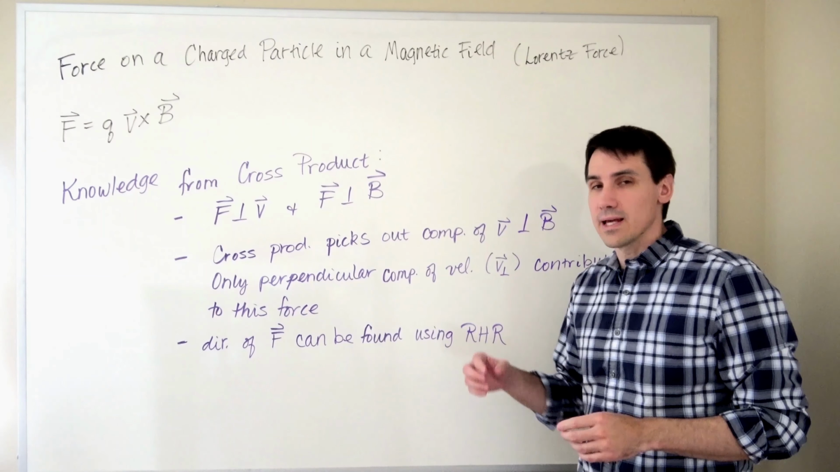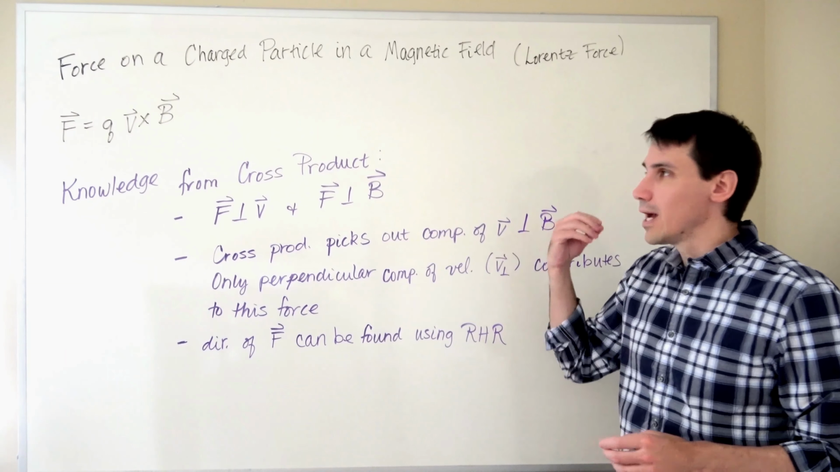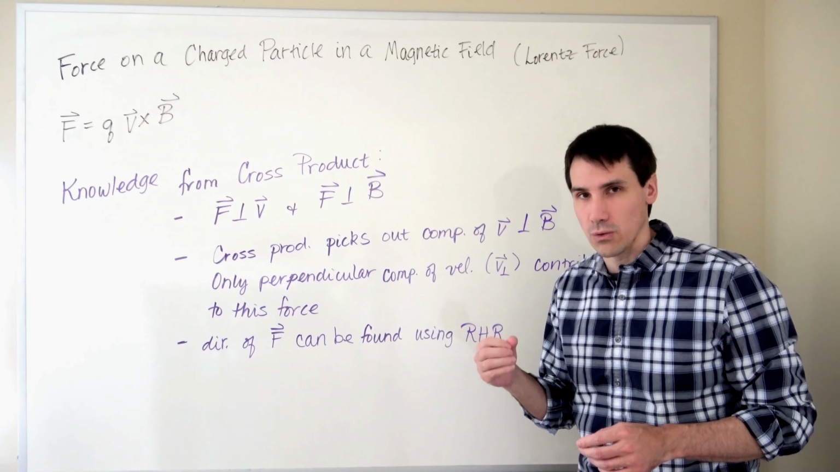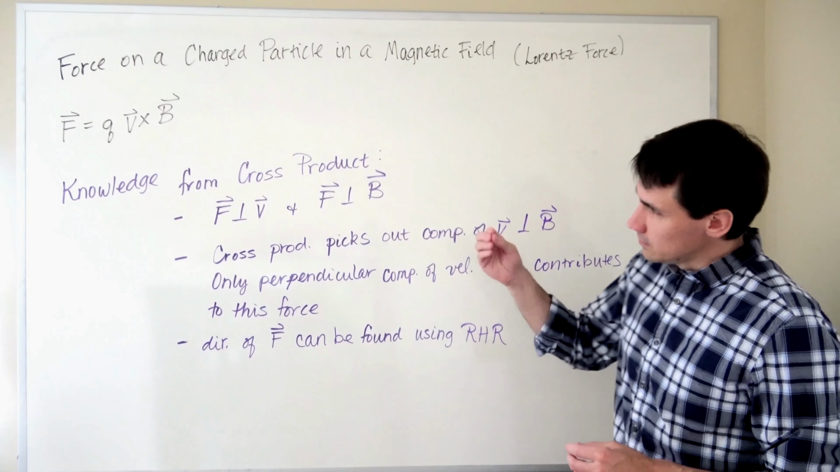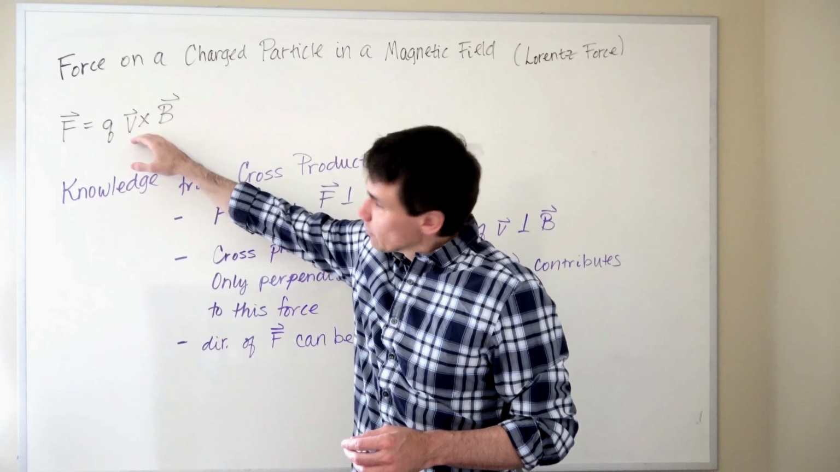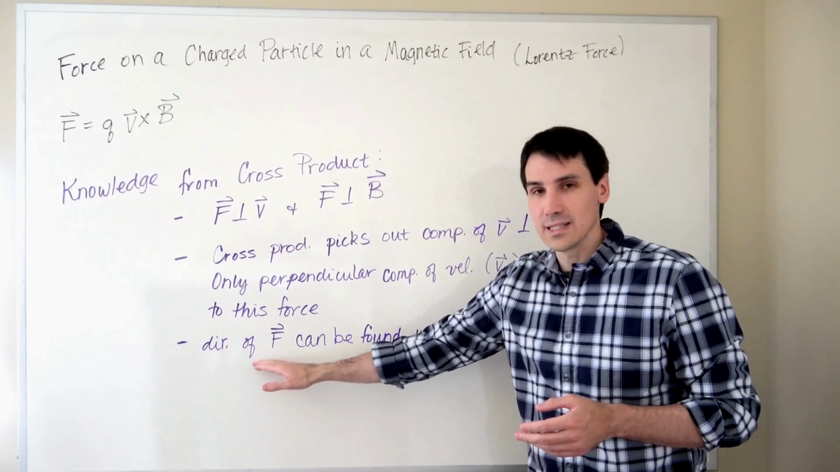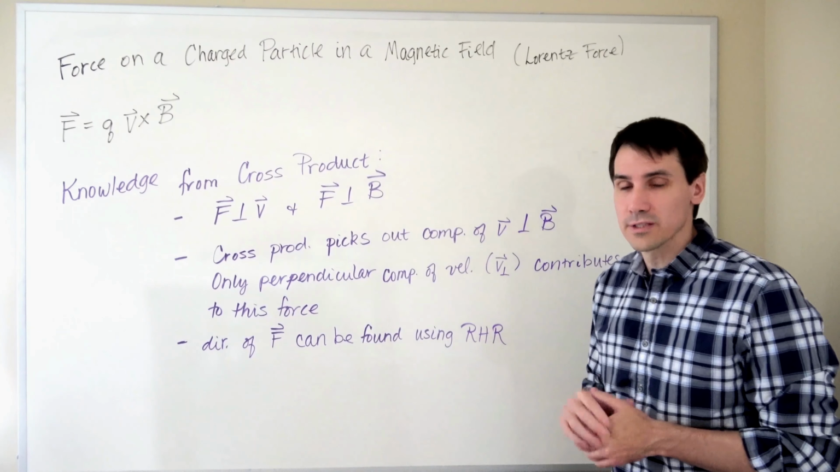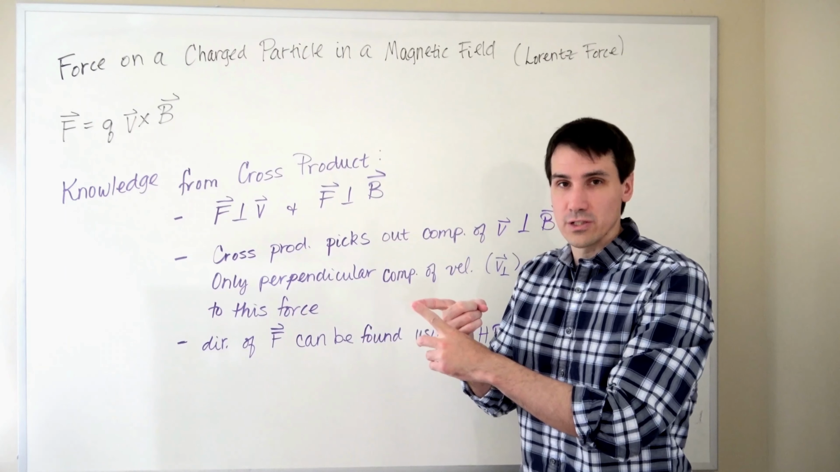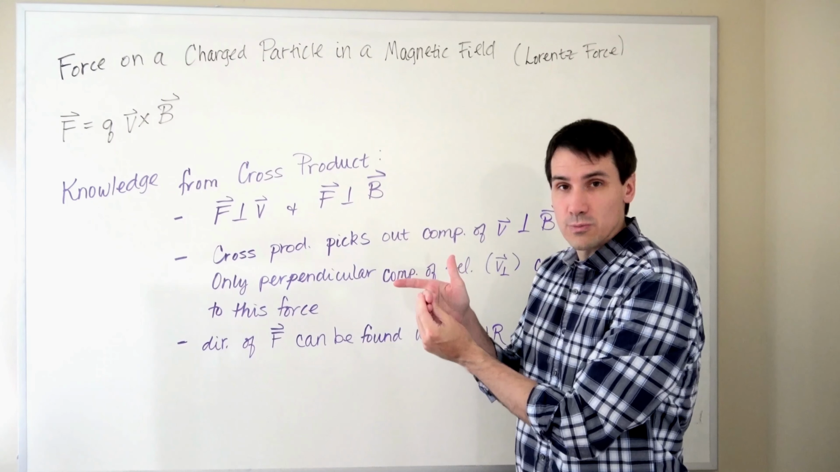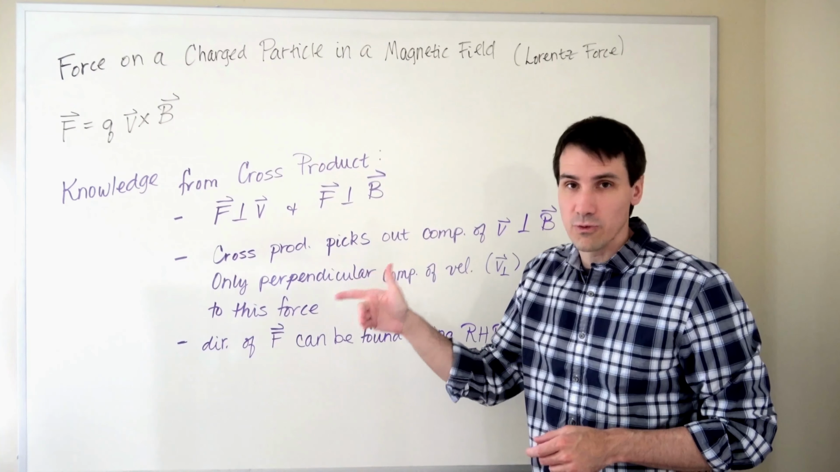Another thing that we found is that only the component of the velocity that is perpendicular to the magnetic field actually contributes to the total force. Any component of the velocity parallel to the magnetic field does not contribute to our cross product and therefore does not contribute to our total force. Finally, we found that we can find the direction of the force on an object using our right-hand rule, where the index finger points in the direction of the velocity, our other fingers point in the direction of the magnetic field, and the thumb points in the direction of the force.